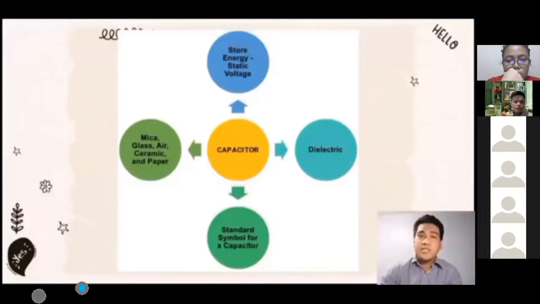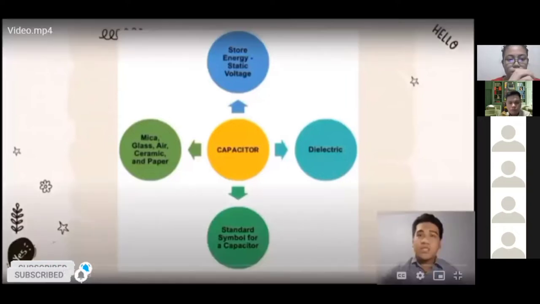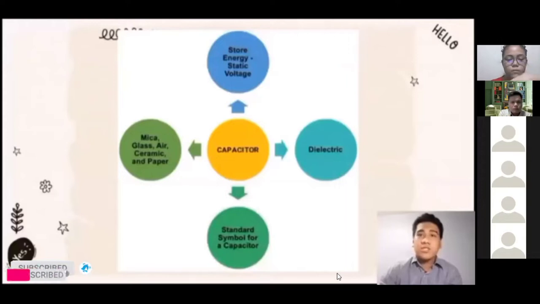Next, dielectric. The simplest construction of a capacitor is by using two parallel conducting metal plates separated by a distance by an insulating material called dielectric. When connected to a source of charge, such as a battery, the positive terminal of the source removes electrons from the plate connected to it and transfers them to the other plate. As a result, the two plates are equally but oppositely charged.